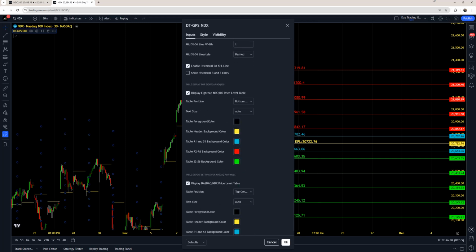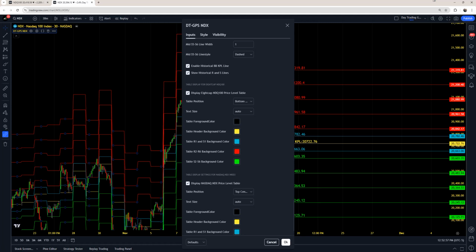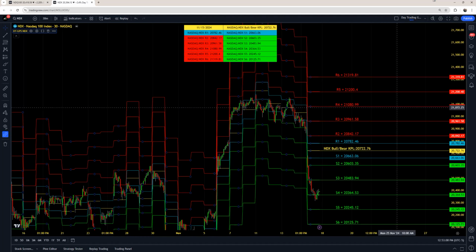Now, if you're going to use both historical RNS lines and historical BBKPL line, you would simply click on that. And it's recommended that if you do use both, that you have your line extension set to right only. And I'll show you why in a second, but we'll just go ahead and show you this here.